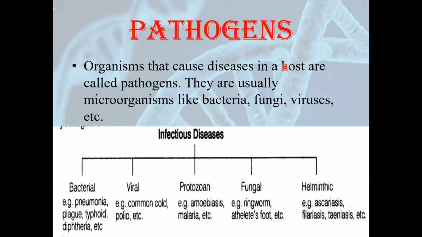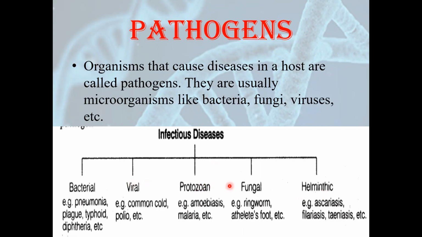Now, these organisms or pathogens are generally microorganisms because they are not visible with our naked eyes. They enter inside our body. They can enter by nose, they can enter from mouth, or they can enter through some other ways or openings of our body. These microorganisms are generally bacteria, fungi, viruses, protozoans, helminthes.